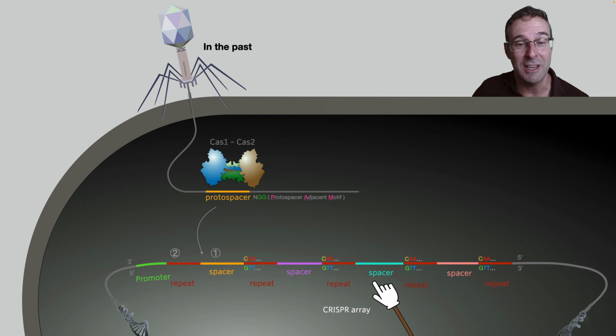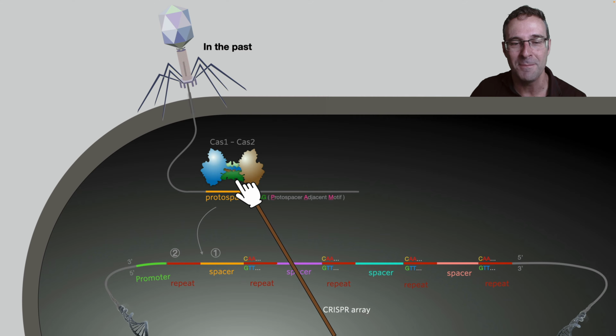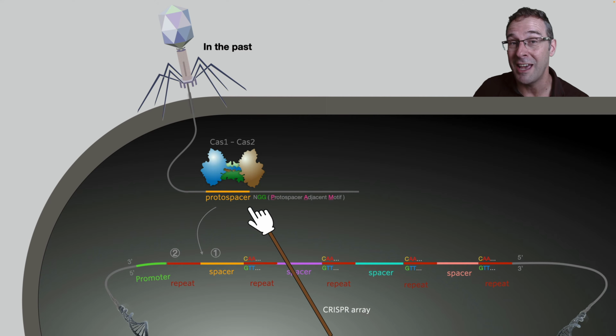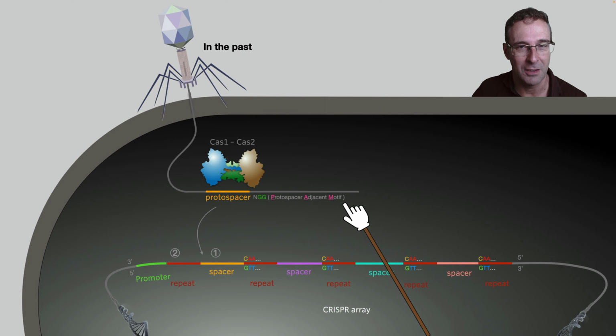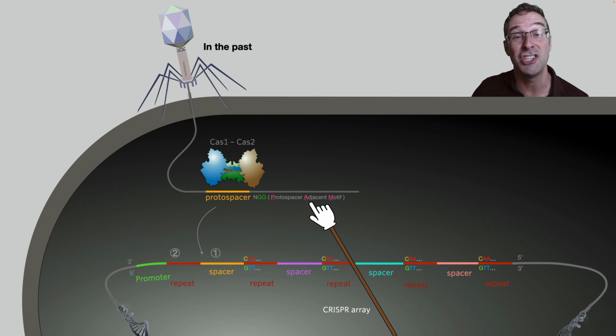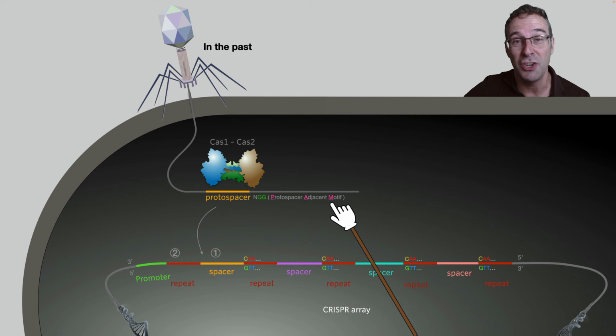Now, when it comes to Cas1 and Cas2, taking a protospacer and turning it into a spacer, they don't just cut the DNA randomly in any old place. They cut it at a precise location just upstream of a protospacer adjacent motif. Okay, now this term protospacer is obviously referring to the protospacer. Adjacent means next to, and a motif is an English word that just means a regularly repeated pattern, like you'd see on wallpaper or something like that.